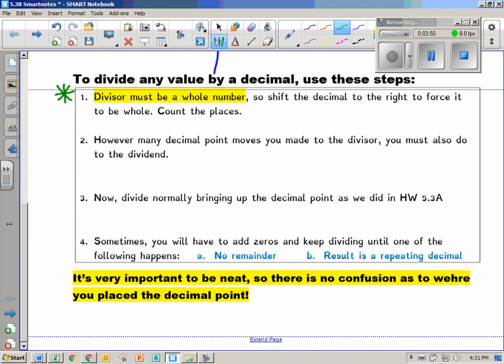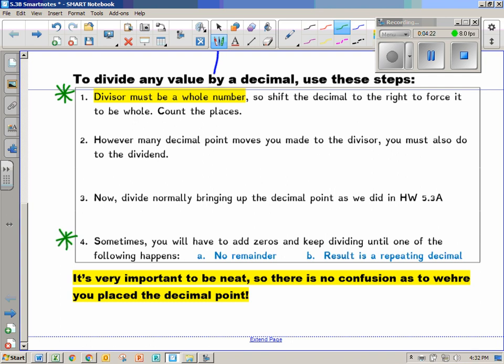So I wrote on number 2, however many decimal point moves you made to the divisor, you have to do that to the dividend. Then you're just going to divide normally and bring the decimal up, just like we did in 5.3a. Step number 4 will elaborate on some here and some in the next video. Sometimes you have to add zeros and keep dividing until one of two things happens. You get no remainder, or you start to get a repeating decimal.